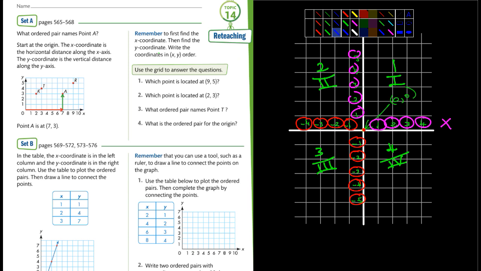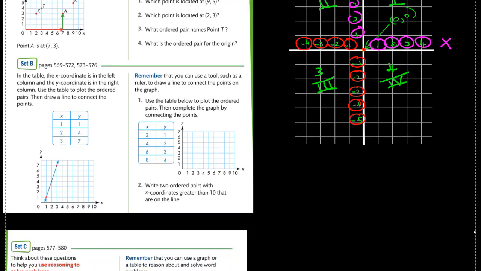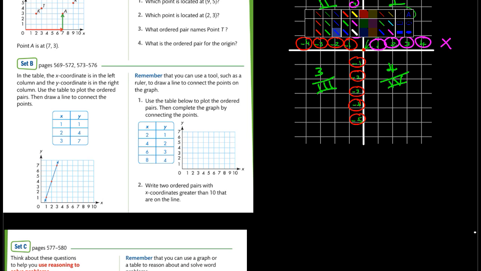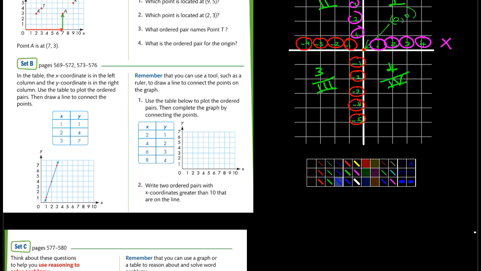So these are on the left side, A and B, examples on what to do. It says use the grid to answer the questions. Which point is located at 9, 5? You guys can do that. What is the ordered pair for the origin? You should all know that by now. And let's see here. Set B. Remember that you can use a tool such as a ruler to draw a line to connect the points on the graph. Use the table below to plot the ordered pairs.